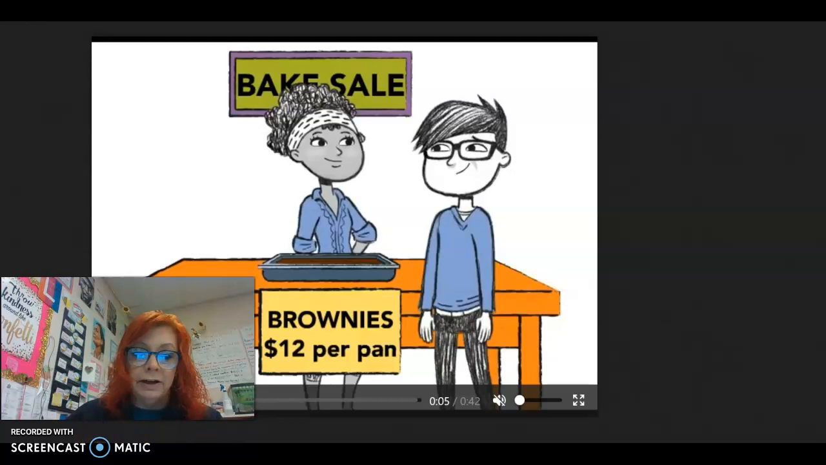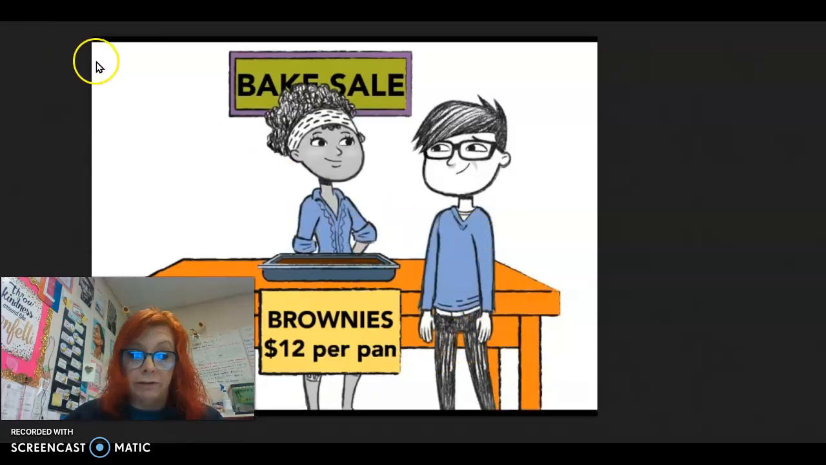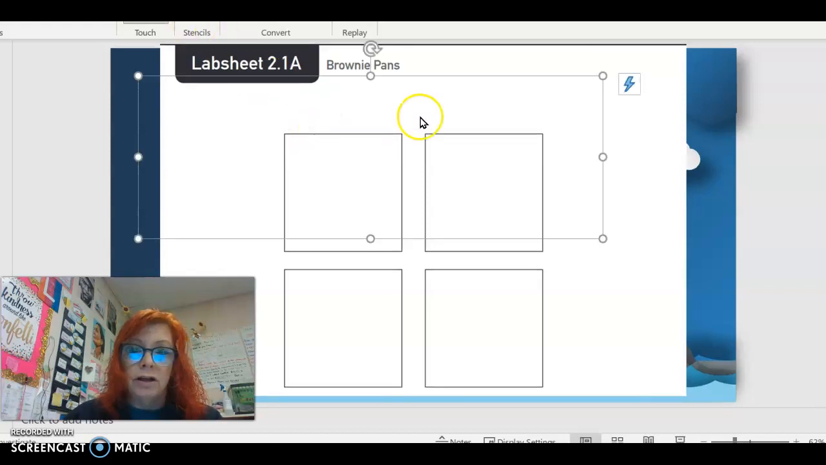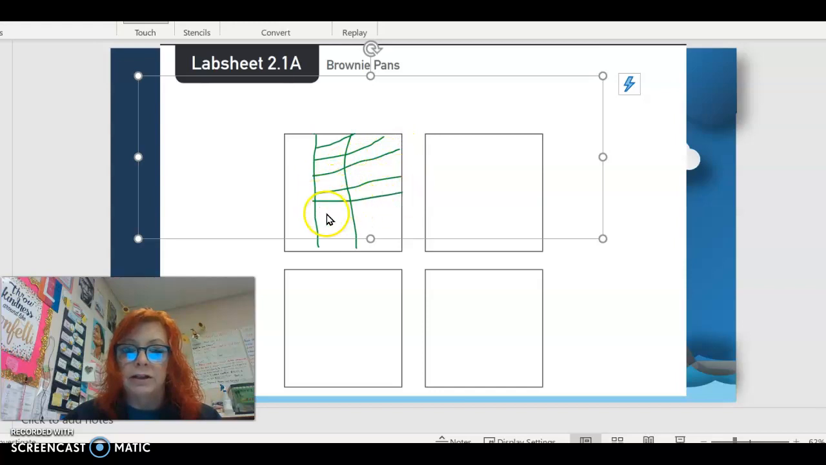So we're going to start with the scenario where this lady is selling brownies and they're $12 a pan. She is going to sell to this guy. He only wants a third of a pan of brownies. So you're going to need your lab sheet 2.1. And let's just draw a third of the pan of brownies being gone, because that's how much he bought. Also keep in mind, each pan of brownies is $12. So instead of coloring, I'm just drawing in lines to show you that these are still here.